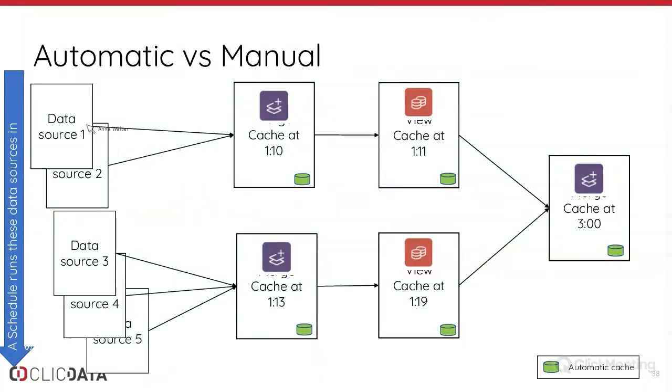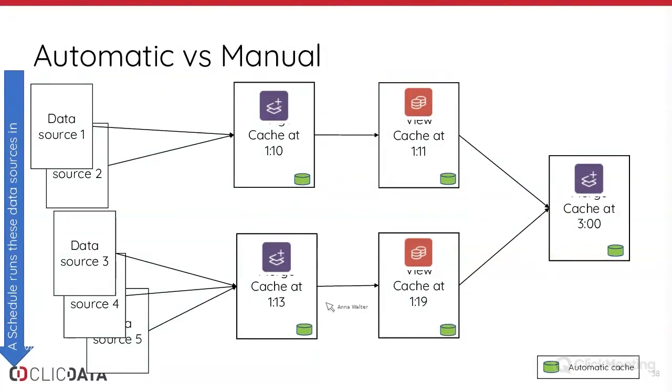So we can see that the first data sources were loaded very quickly. And once they were loaded, the cache here would update at 1 a.m. and 10 minutes. And this would then flow into this view, which would update at 1:11. In the meantime, though, these 3 data sources would flow into this merge, which would update just at 1:13. So that means that this cache here was ready just even before this one was finished, meaning that the cache here would update actually at 1:12.